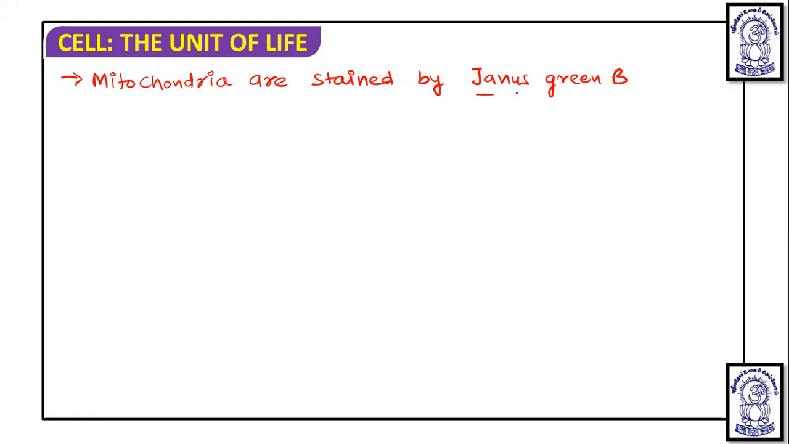So the question may be asked, by which stain are they stained? We remember that mitochondria are stained by Janus green B dye. This is a dye which is used particularly to stain the mitochondria.